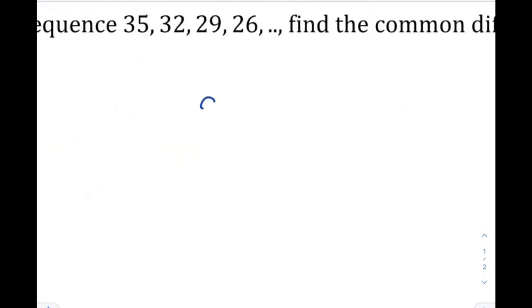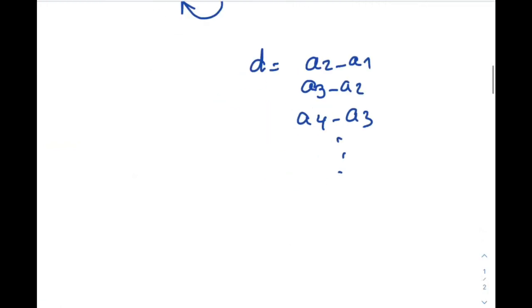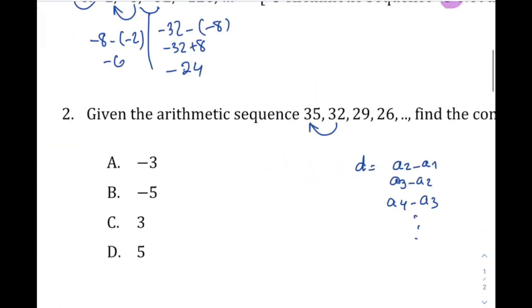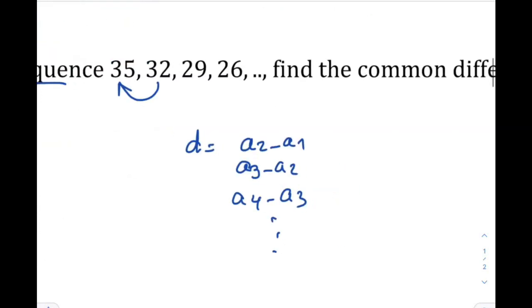Given the arithmetic sequence, find the common difference. The common difference D is A2 minus A1, term 2 minus term 1, or A3 minus A2, or A4 minus A3, etc. So let's take the first two here. It is given to be an arithmetic sequence. No need to check each one. They are already having the same difference. So it's enough to take the difference of two consecutive numbers.